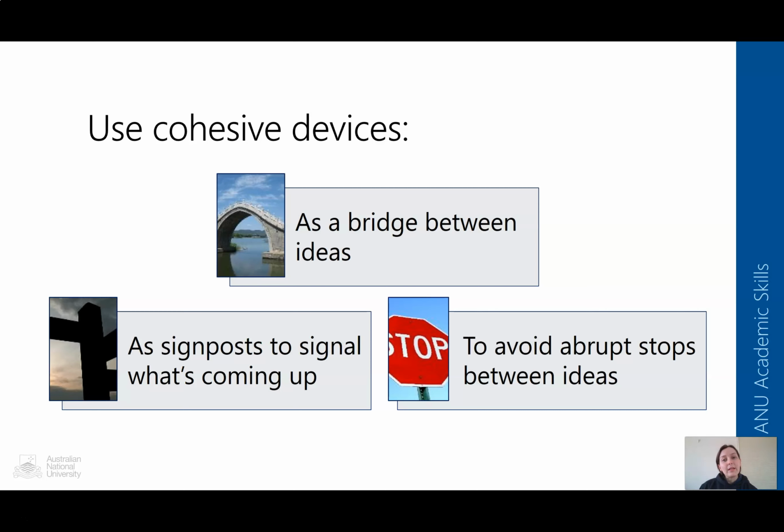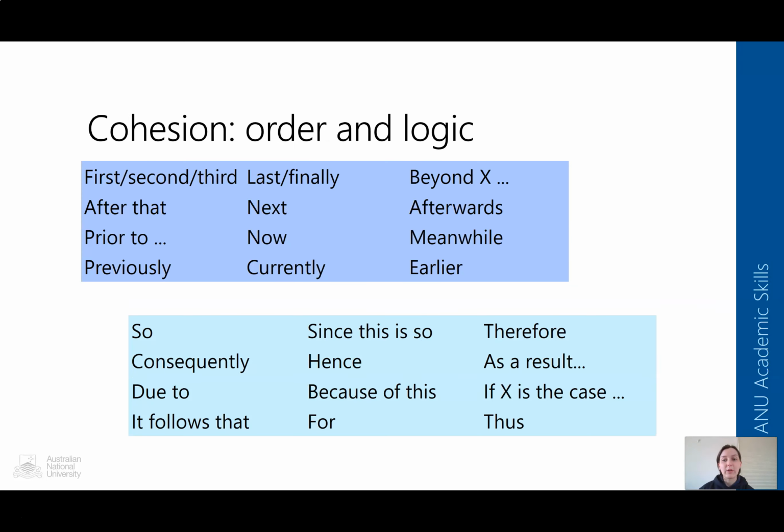Also, when you're writing, you want to create cohesion. So use cohesive devices when you're preparing your reader to jump between ideas. For instance, you might think of it as being a bridge between connected ideas, or a signpost to tell your reader what's coming up next, and to avoid abrupt stops or abrupt pauses between ideas.